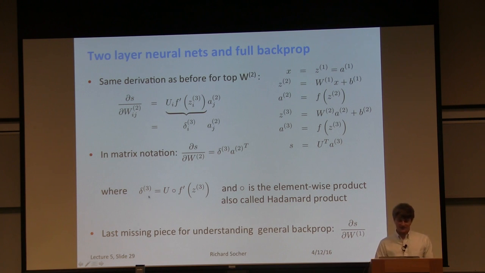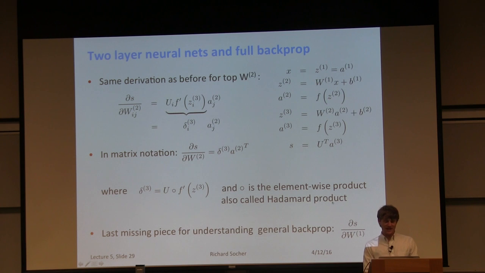Now, again, we defined delta here. Delta here we'll define properly and very carefully as this Hadamard product. The Hadamard product is basically just the element-wise product between these two vectors. So this vector, each element gets multiplied by the corresponding element of this vector. So this is our definition of delta 3.